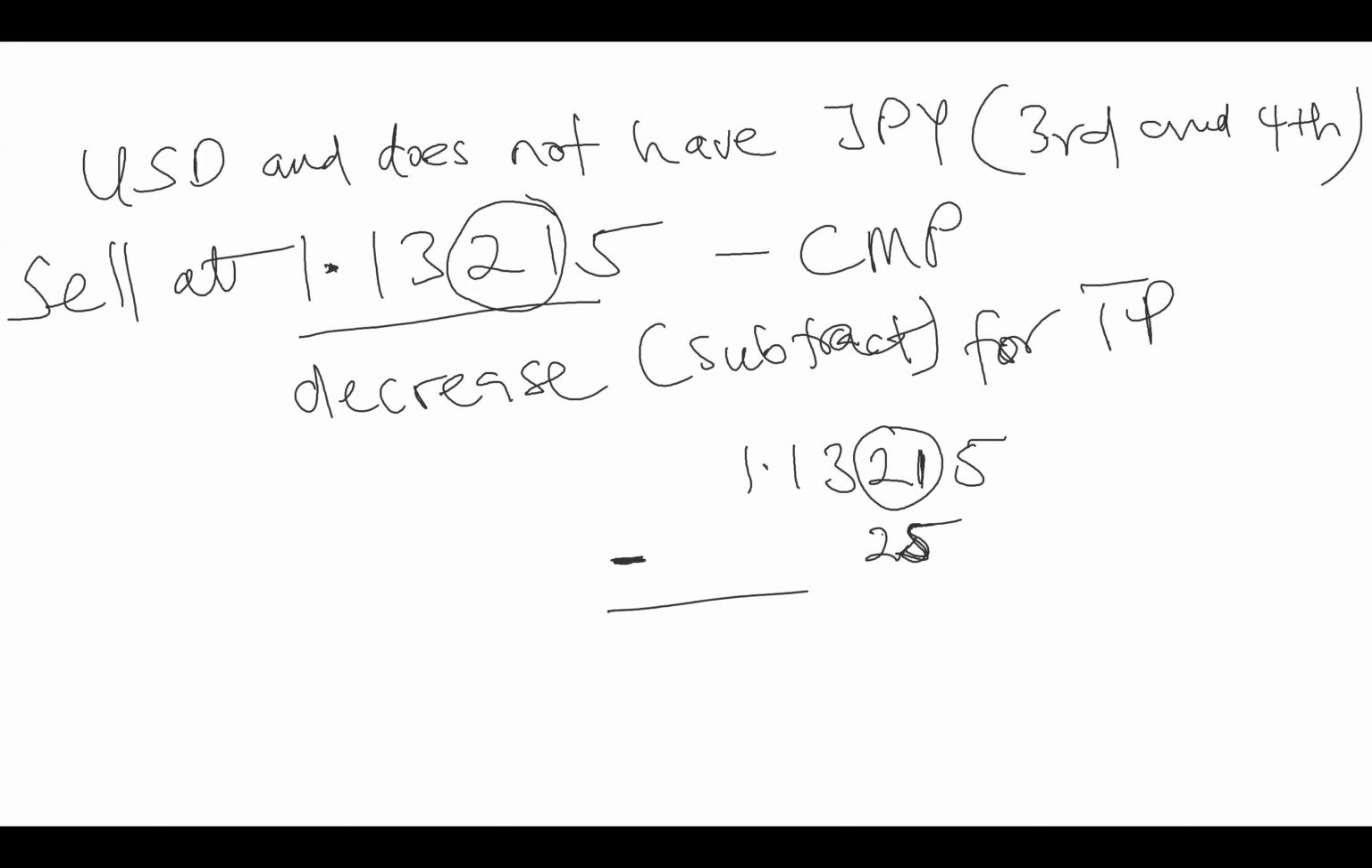5 minus what? An imaginary 0 is what? 5. 11 minus 5 is what? 6. Right? So 32 minus what? 31 minus 2 is what? It's 29. 1, 1. That's it. That is it. It's simple. You don't need to confuse yourself.